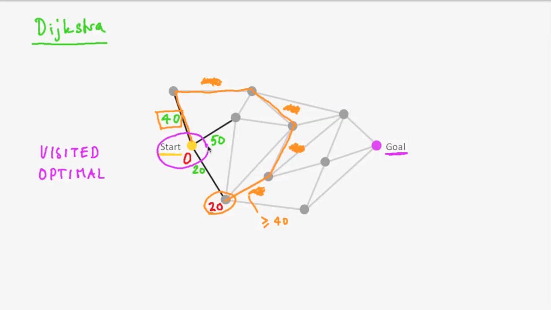Now, searching for the node which can be reached from the optimal set and has the smallest cost, I obtain this node here. And once I pick it, I know it will be optimal too. It cannot change its cost later on. So my optimal set just gets larger and also contains this node.